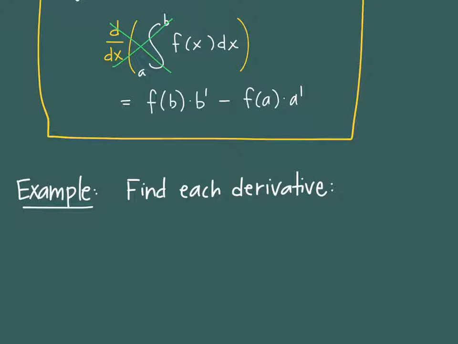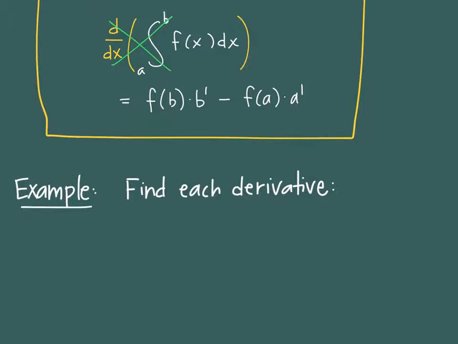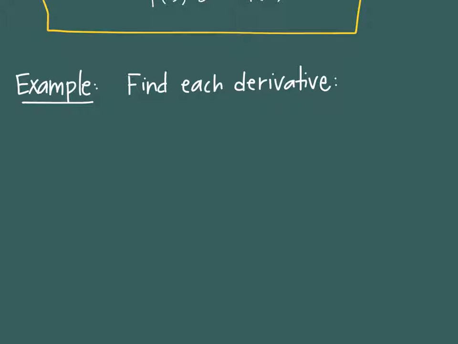And I'm just going to give you 1, 2, 3. Let's start with 3 of those. Okay, example A. y equals the integral from 2 to 2x cubed of sine of t dt. And we want to find the derivative of each of those.